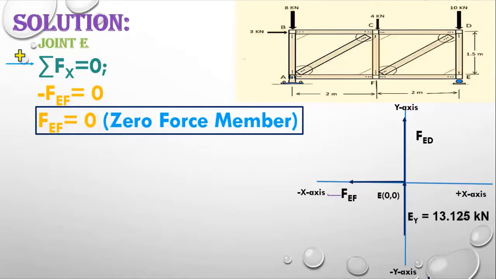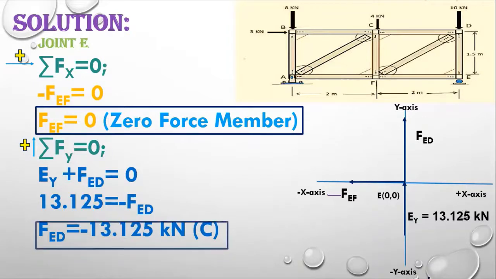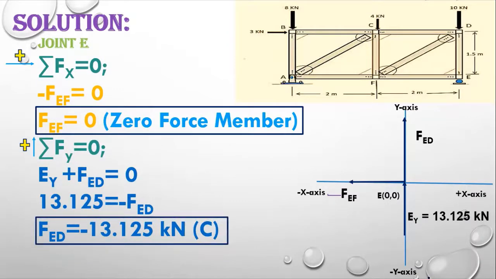And then we are going to sum up vertical forces. FED and EY are both positive, so we make the equation FED plus EY, or EY plus FED, both are the same thing, and we put the value of EY equals 13.125. Then we calculate FED equals minus 13.125 kilonewton, that is compressive in nature. So this is the way to calculate the member forces.